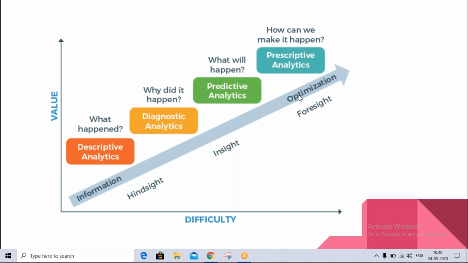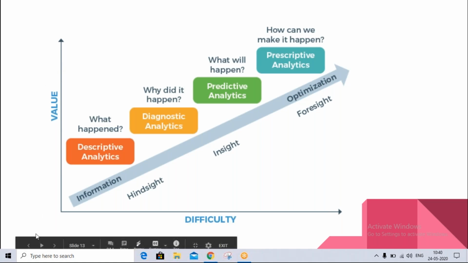And that is a part of prescriptive analytics: what are the measures that I have to take for making that happen. If I want to be in that position, what exactly are the steps that I need to take? And the amount of difficulty and the amount of value increases with the different kinds of analytics that you have. Of course, it is going to be much more difficult than descriptive analytics.